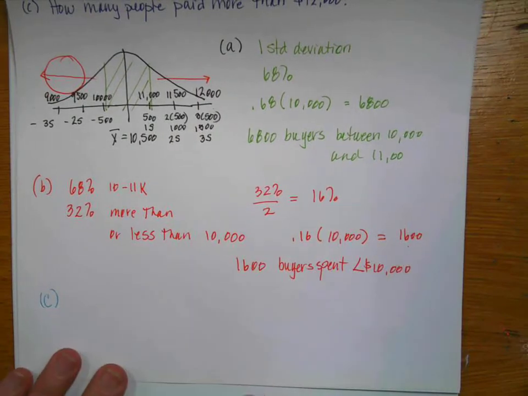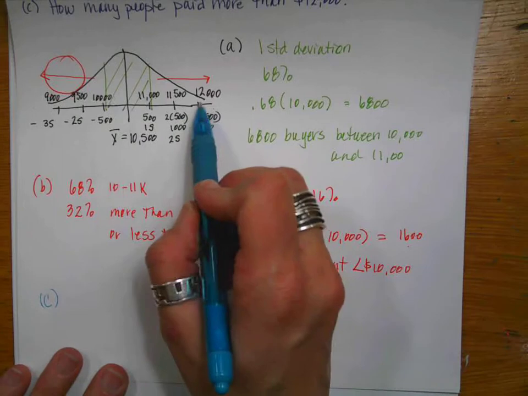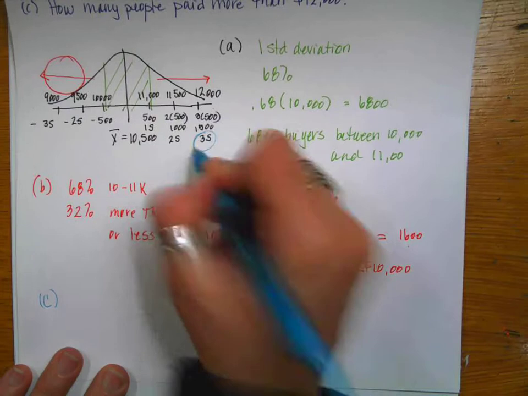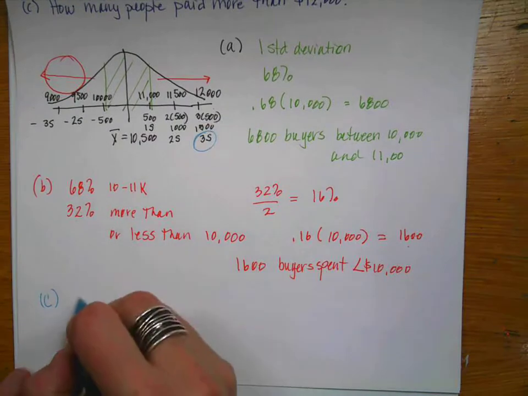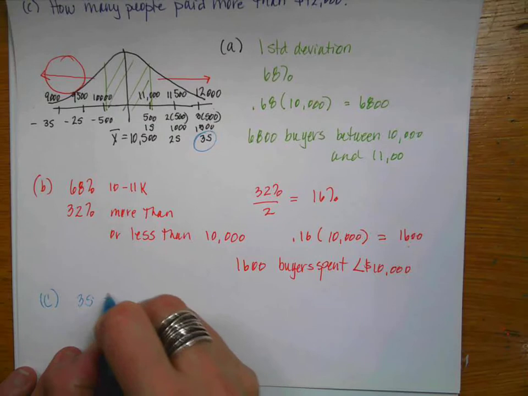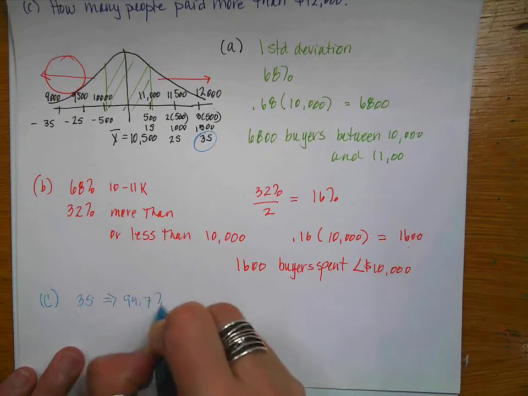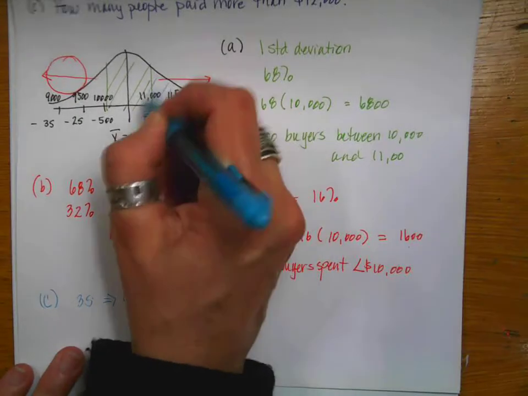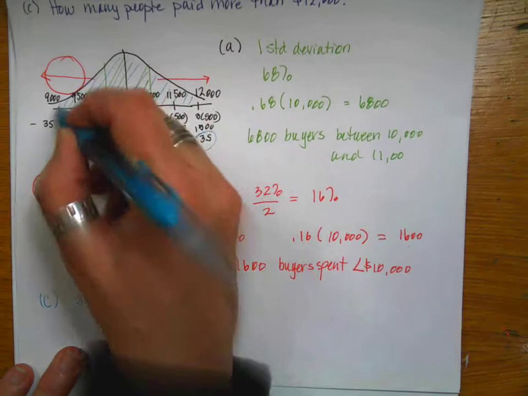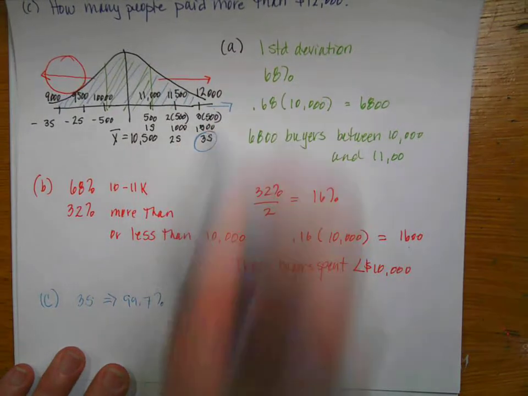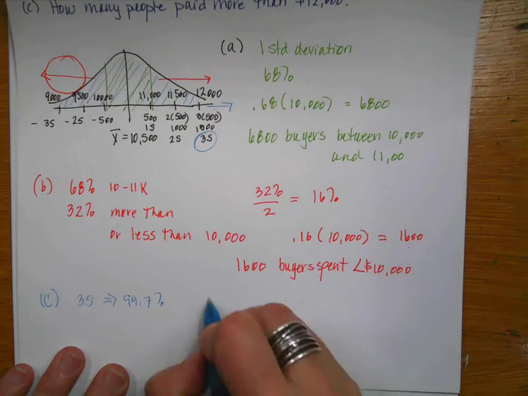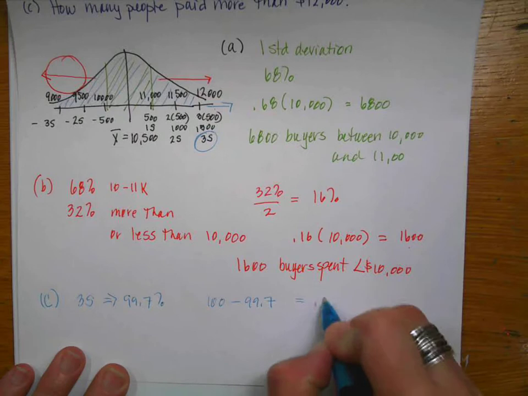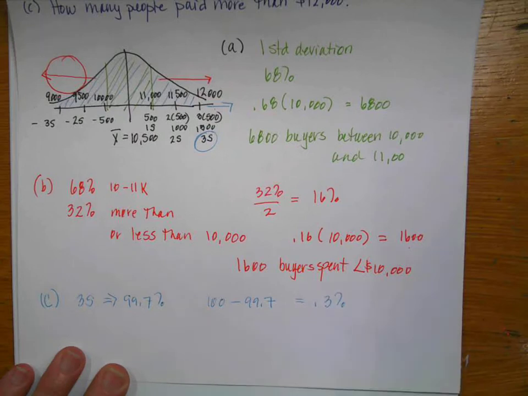On C, C says how many people paid more than 12,000? So 12,000 is out here. Okay? So that's right at our 3 standard deviations. Remember that 3 standard deviations includes 99.7% of the data. So that means that everything in here includes 99.7%. But I want outside of that, so if I take my 100% and I subtract the 99.7, I get 0.3%.